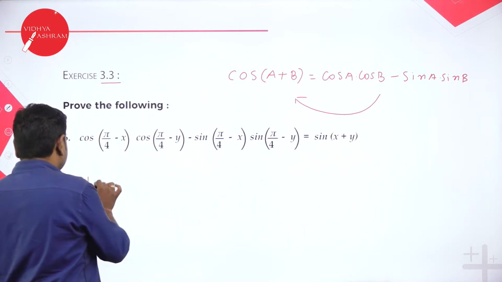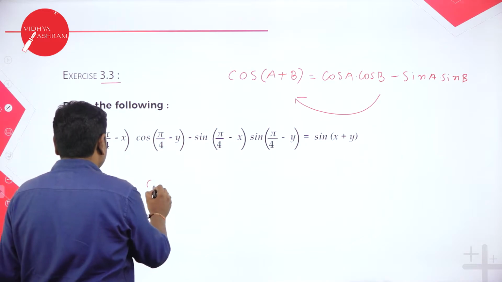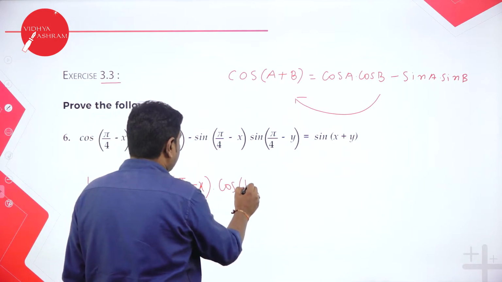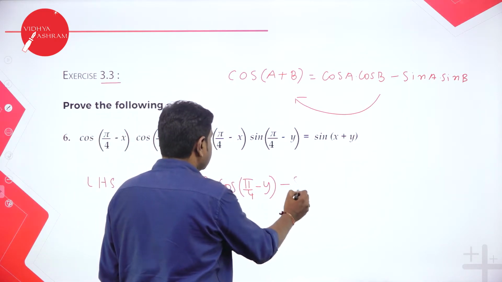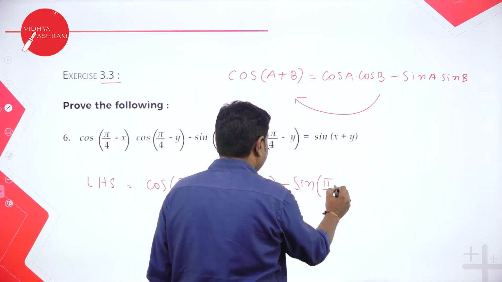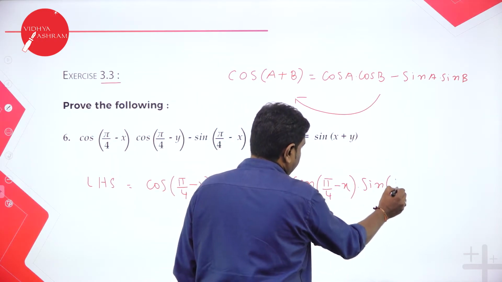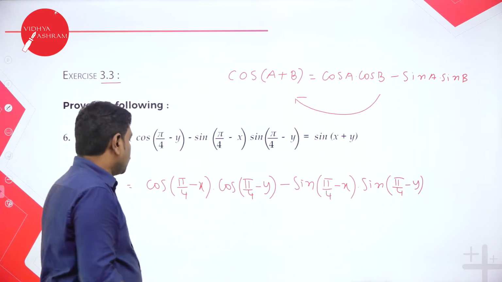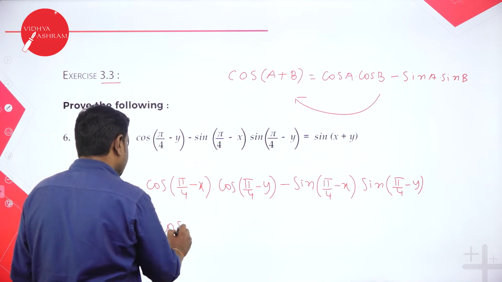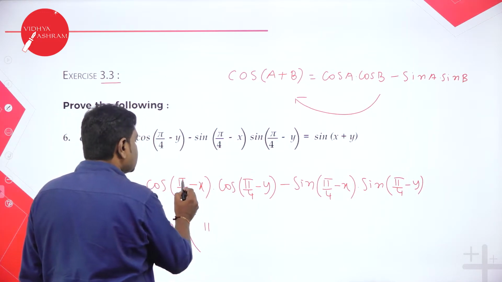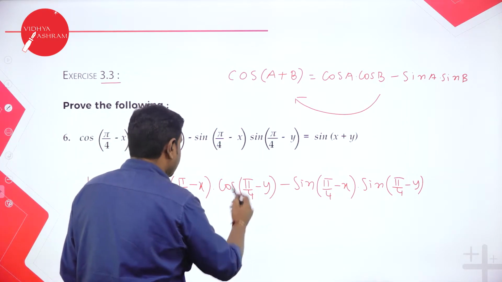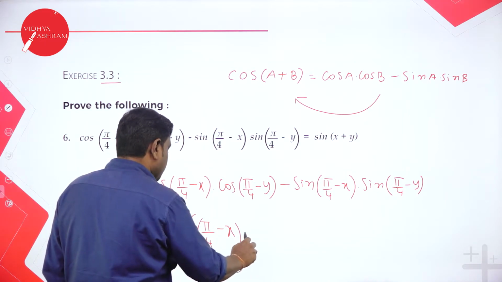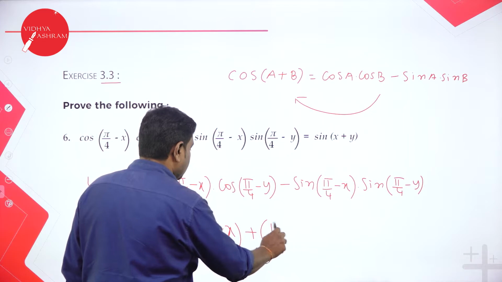So we'll take LHS. What is LHS given? Cos of pi by 4 minus x into cos of pi by 4 minus y minus sin of pi by 4 minus x into sin of pi by 4 minus y. Now if you observe, it is in the form cos A cos B minus sin A sin B. What is cos A cos B minus sin A sin B? Cos of A plus B. So you can write this as, here A is pi by 4 minus x, B is pi by 4 minus y. So it will become cos of A plus B, that is pi by 4 minus x plus pi by 4 minus y.